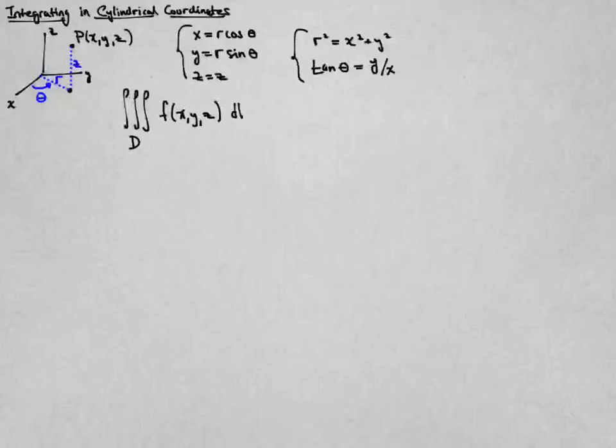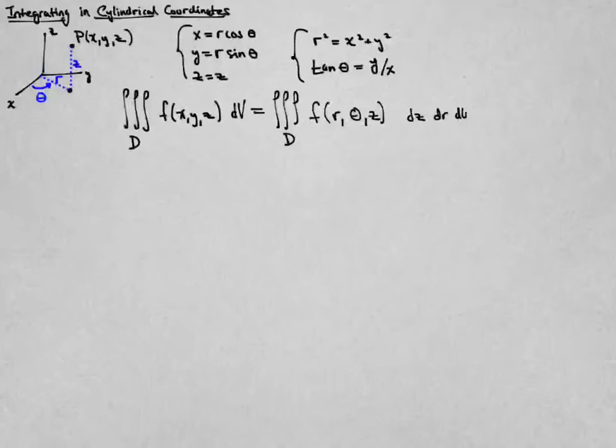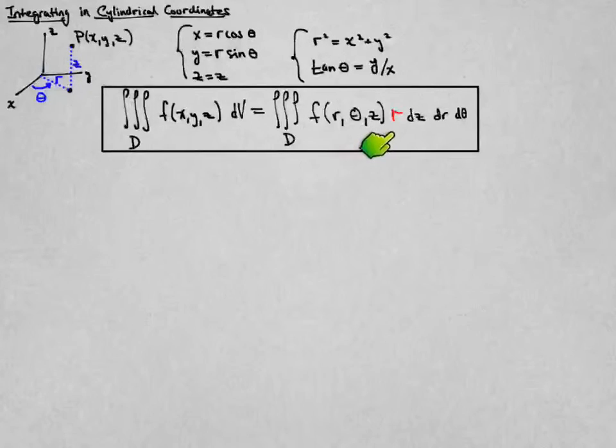To do a triple integral over a region D in space, first convert your function to a function of r, theta, and z, and because you're now doing things in polar or cylindrical coordinates, you'll get a factor of r just like you did in two dimensions in polar coordinates, and then integrate in some convenient order. I've chosen dz, dr, and d theta.